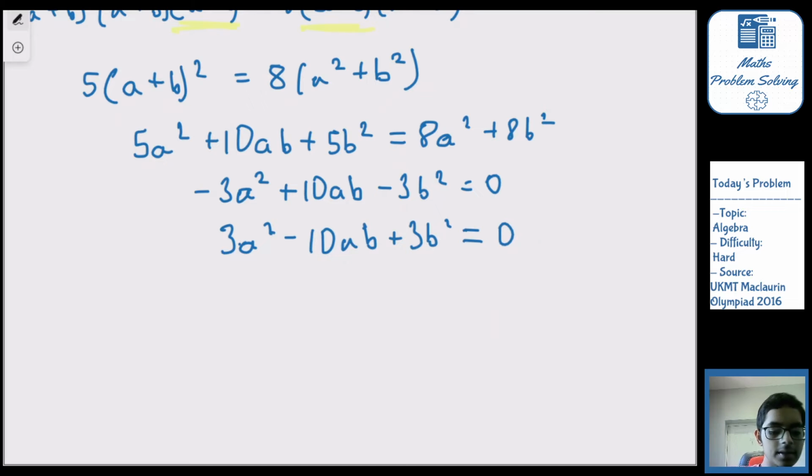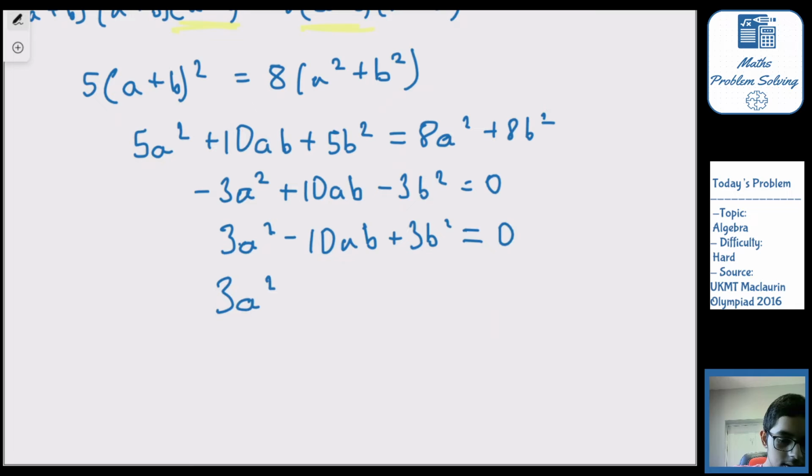Now we need a way to factorize this effectively. We could use the quadratic formula to work out what b is in terms of a, but it gets very messy very quickly, and remember, this is an Olympiad paper, so there's lots of time pressure, and we need to work through this quite quickly. Now the minus 10ab term, we need to split so it can be factorized with these other two. It's not going to factorize with minus 5ab and minus 5ab, but it will with minus ab minus 9ab.